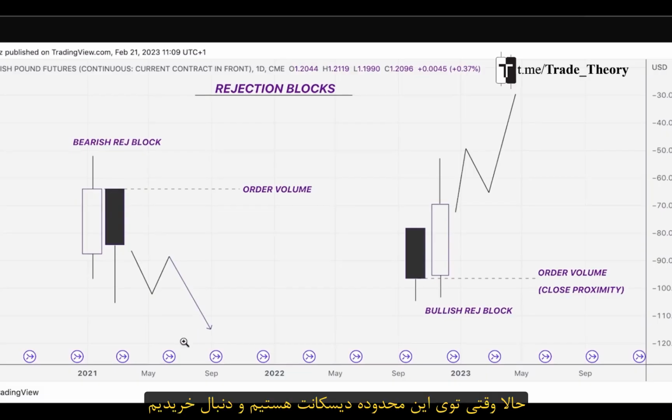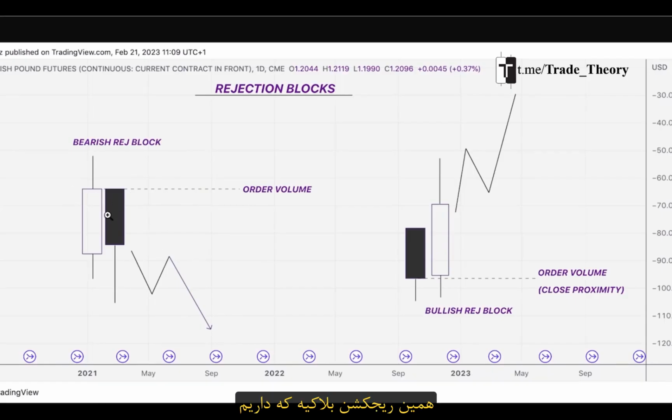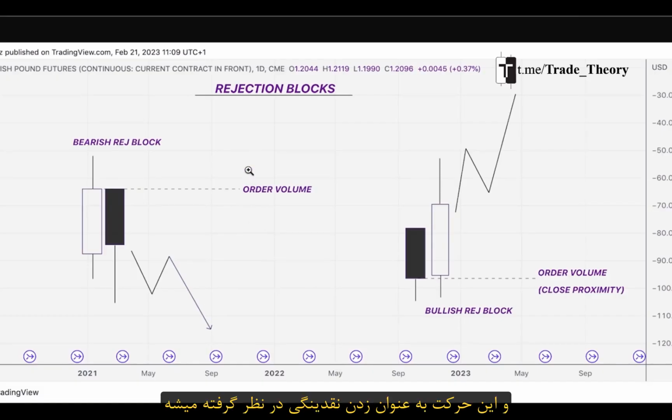Now, when we're down at discount and we're looking to be a buyer, anticipate the market to run and create new highs. The first objective for a liquidity pull is going to be the rejection block, because a lot of times the market can run up into a rejection block, not get up into a swing high, and then run lower, and that would suffice as a run on liquidity.